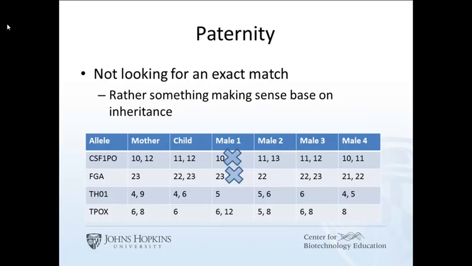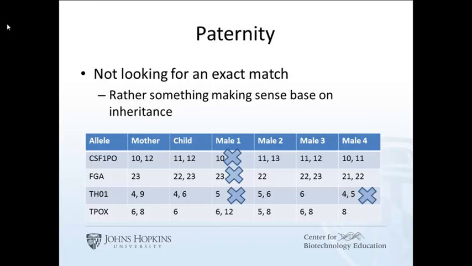Now, TH01. Mother has 4 and 9, and child has 4 and 6. Clearly 4 came from the mother, so 6 must have come from the father. Only male 2 and male number 3 have the 6 allele, so we can cross male number 4 off the list. He is not the father. 2 more X's.